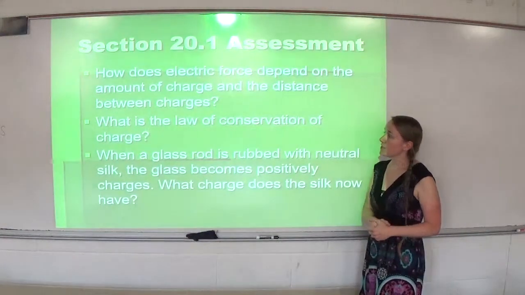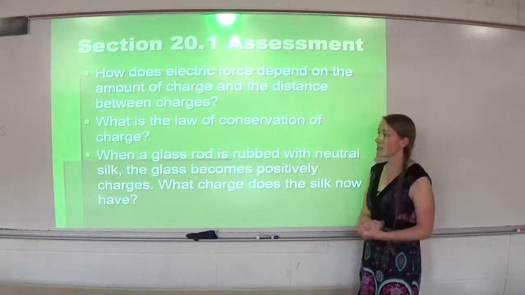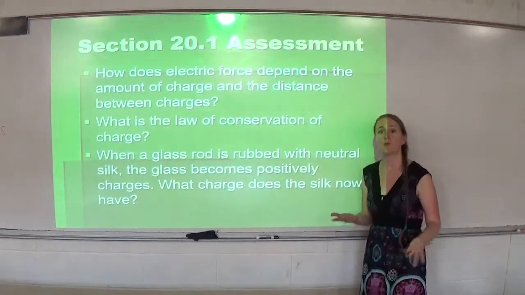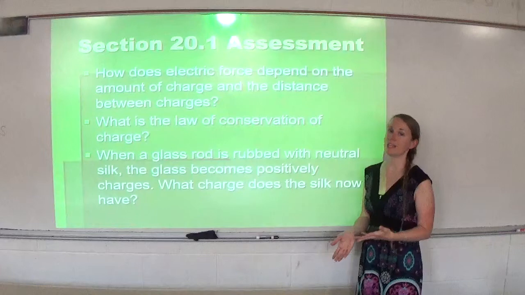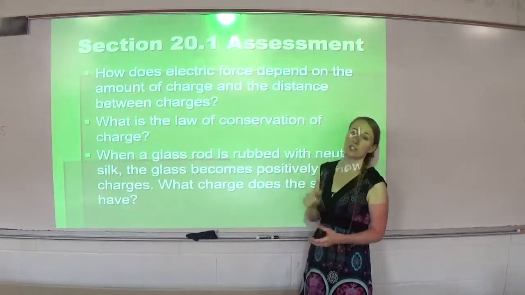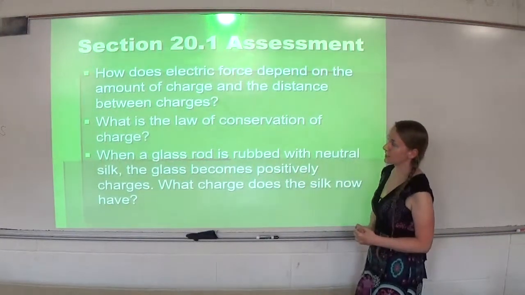What is the law of conservation of charge? Well, like all laws of conservation, it says charge cannot be created nor destroyed, or of course the better way is to say that the overall charge in an isolated system remains constant. Okay, so the overall charge in an isolated system remains constant.